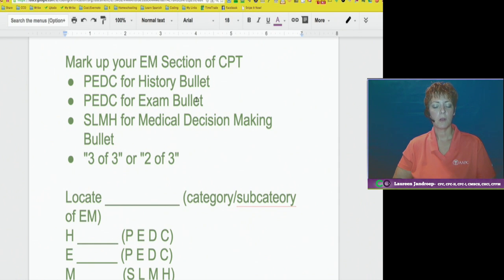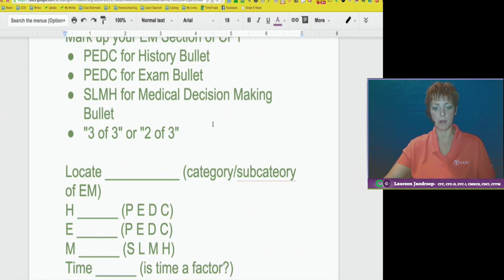The 3 or 4 possible letters that you would be writing next to your history bullet are PEDC, and the same for exam, which stands for problem-focused, expanded problem-focused, detailed, or comprehensive. And then SLMH for the medical decision-making, which stands for straightforward, low, moderate, high. And then the other notation that you want to make is whether or not the particular code is a 3 of 3 code or a 2 of 3 code. And I'm going to explain all this, so if you're scratching your head, just hang with me here.